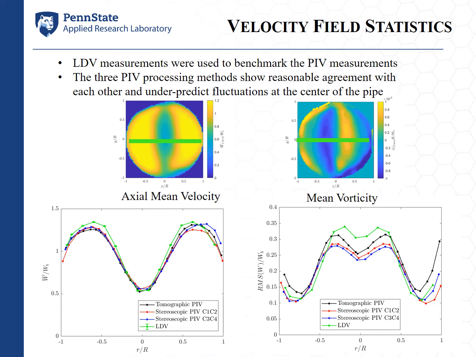On the right, we have the RMS of the axial velocity normalized by the bulk velocity again for the three PIV setups and the LDV. And in this case, it's quite evident that we are spatially averaging somewhat, as all three of our PIV setups, while they match each other and have the characteristic profile we're looking for, underpredict the fluctuations at the center of the pipe. And so this is kind of evidence that while we don't match the LDV, it seems as though the TOMO is performing quite well.